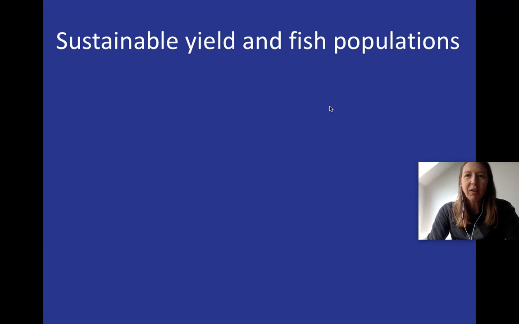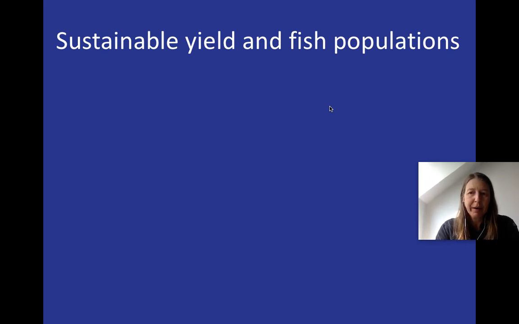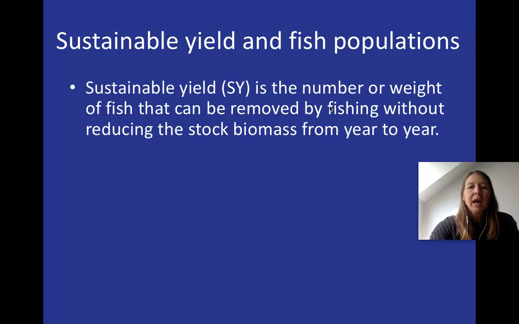So now, how do we figure out the population of fish, say, in the Mediterranean or in the ocean? It's important to know that, because we want to know what the sustainable yield of a fish population is, how many we can fish without collapsing the population. We want to do it sustainably. Sustainable yield is the number or weight of fish that can be removed by fishing without reducing the biomass of stock for the next year. So it's how to do it sustainably.